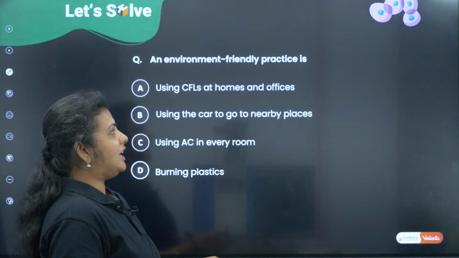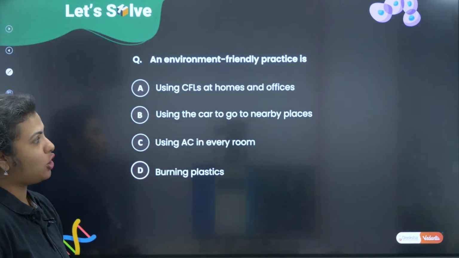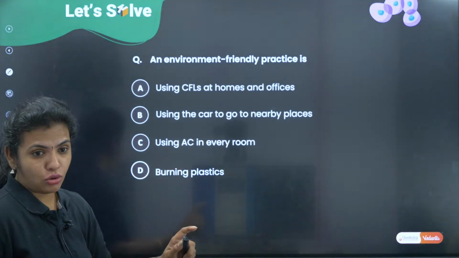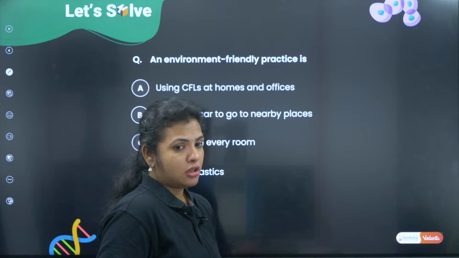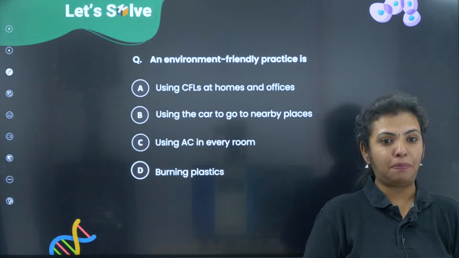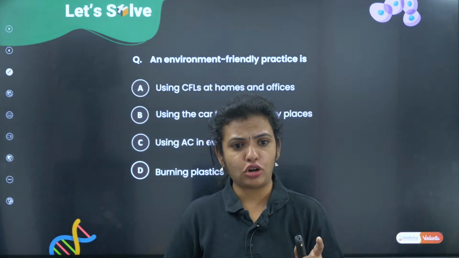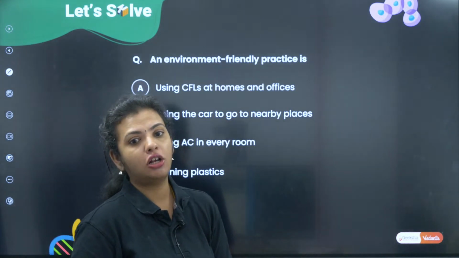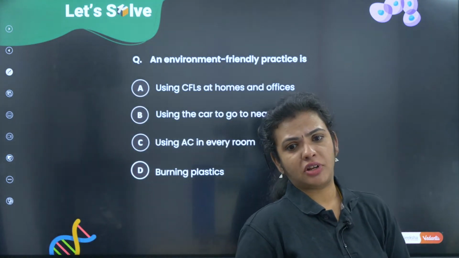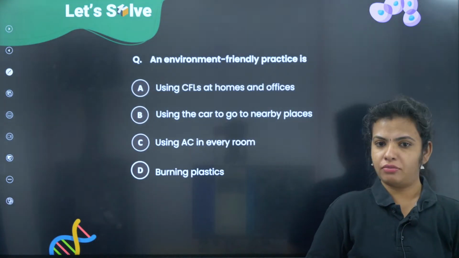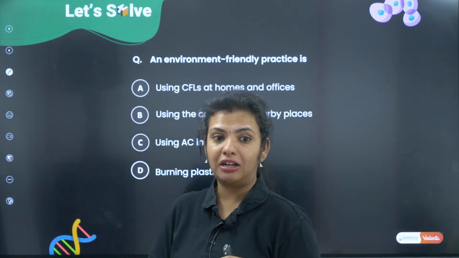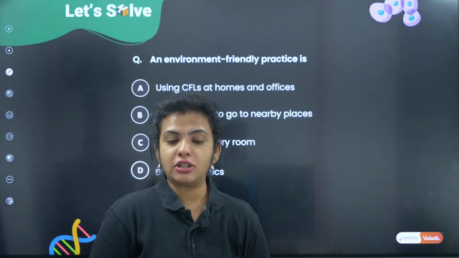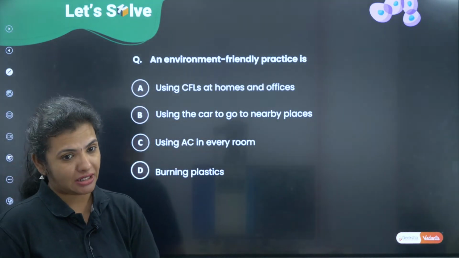An environment friendly practice is using CFLs at homes and offices, using the car to go to a nearby place, using AC in every room, burning plastics. So what do you think is an environment friendly practice? I hope all of you know what CFLs are. CFL stands for compact fluorescent lamps. I am sure all of you must be using it at home. If somebody still did not get an idea as to what it is, kindly Google it, you will find CFLs. So what do you think is an environment friendly practice?